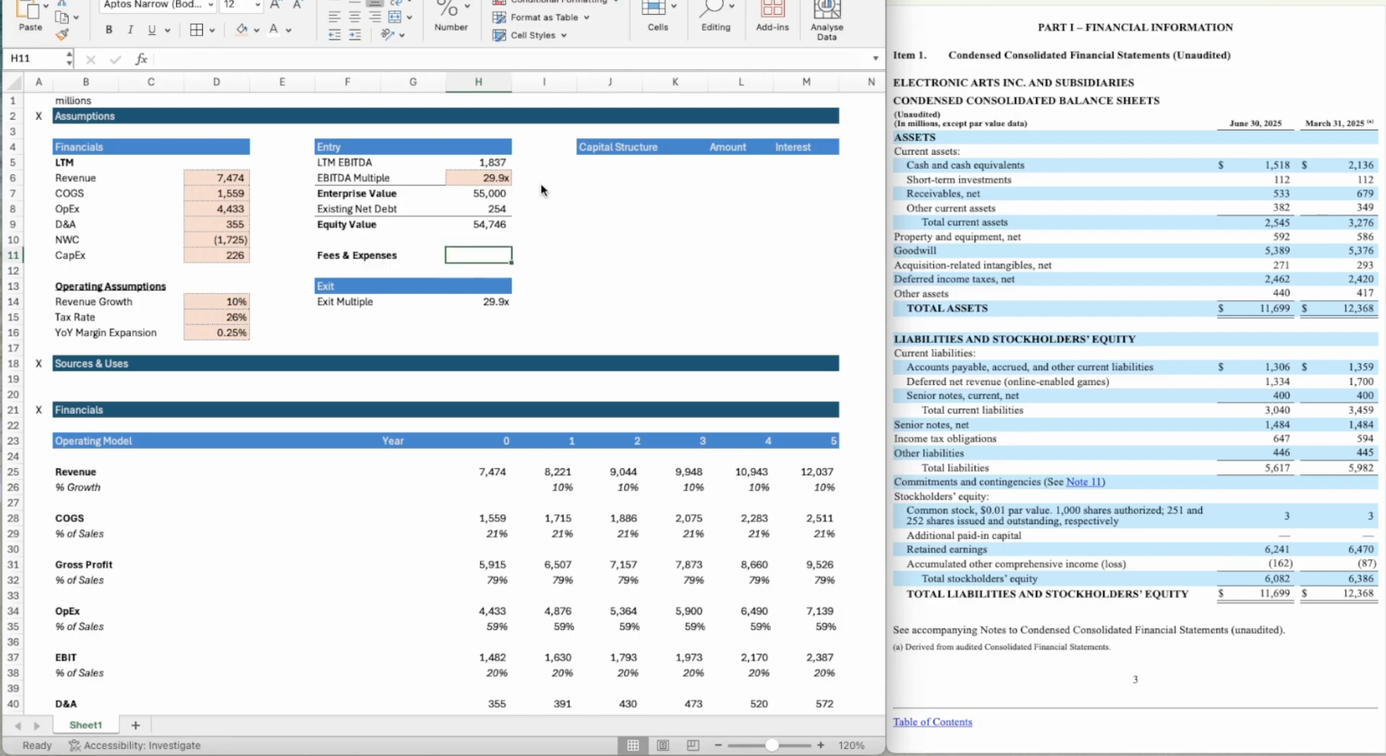And the fees and expenses for this are going to be, let's say, about $1 billion. And there's not really a way to fully clarify, but we'll go with that.